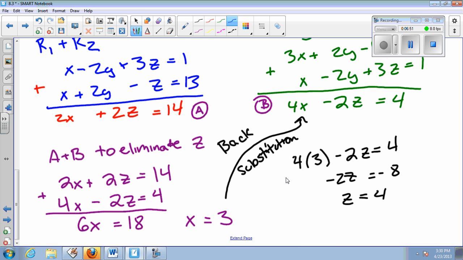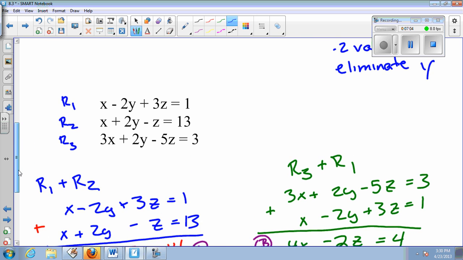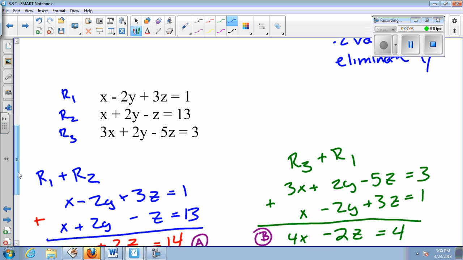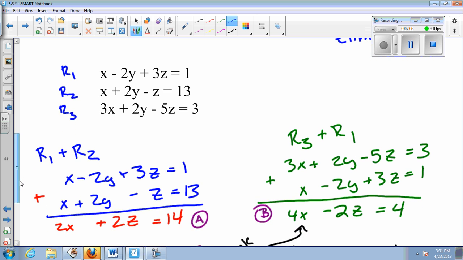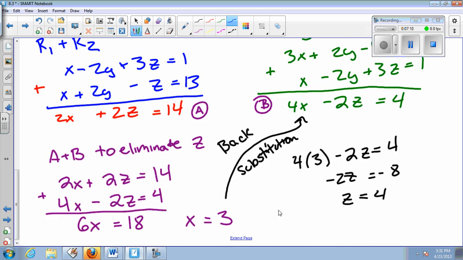And then we have to use back substitution with x and z to find y, into one of our 3 original equations. So I'm just going to take row 1, x minus 2y plus 3z equals 1.